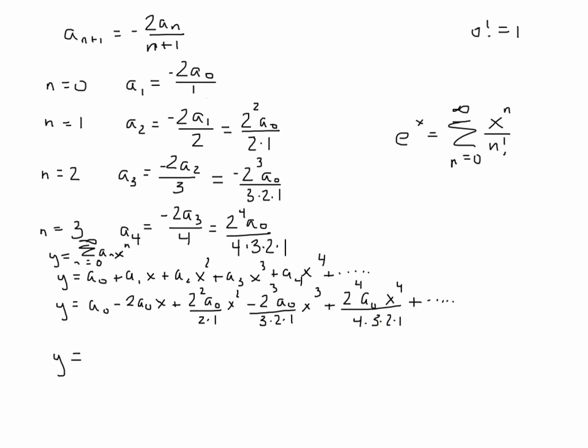Now all of these terms have an a naught. I'm going to factor that out. And then I want to try to squish everything else with the a naughts into a sum, starting at 0, because this e to the x one starts at 0.